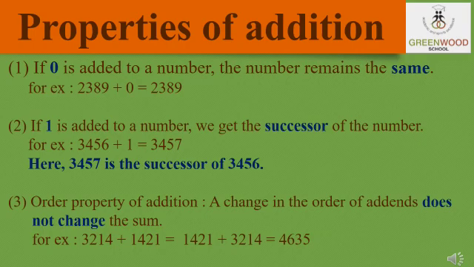Third, order property of addition. A change in the order of addends does not change the sum. In simple language, it means if I add 3 plus 4 or if I add 4 plus 3, the answer I will get is 7 only. Here I have given one example. 3214 plus 1421 or 1421 plus 3214 will give me the answer 4635 only. You can try this by yourself.